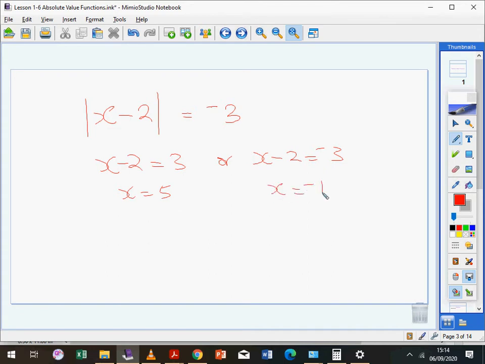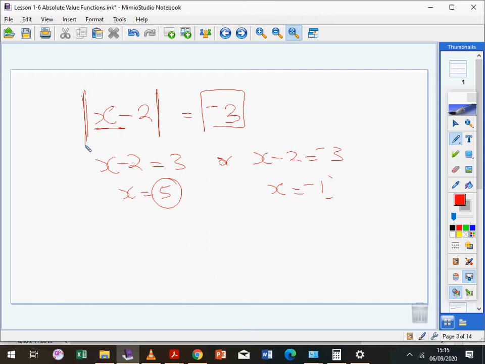Now ask yourself, if I put 5 in here, I substitute for x as 5, and take the absolute value of that function, does it give me negative 3? The answer is no. If I put negative 1 in here and I solve for it, does it give me an absolute value of negative 3? The answer is no, because an absolute value simply means positive value. It can't be a negative. So this is one example of an absolute value function that will not cut the x-axis.